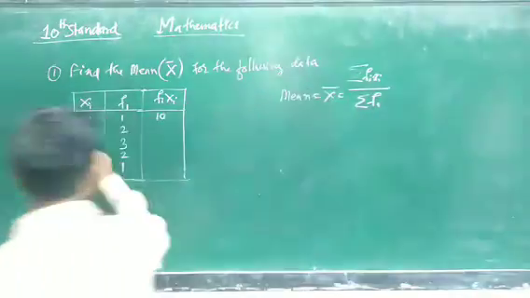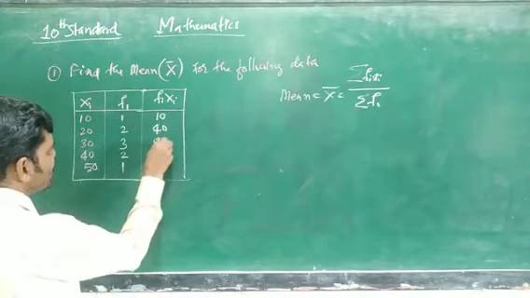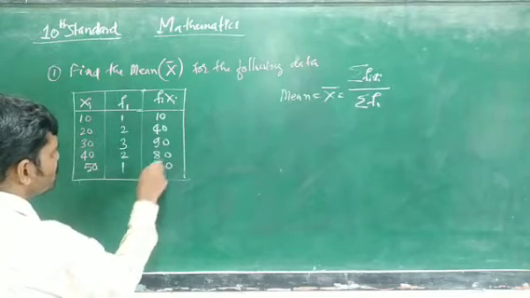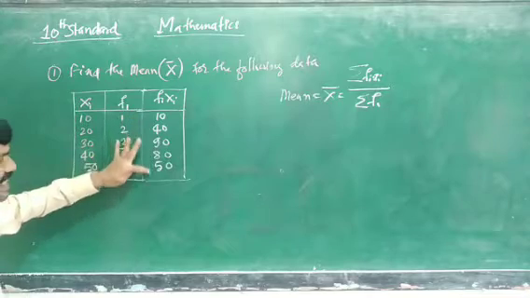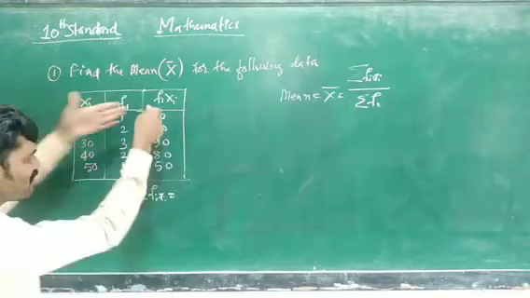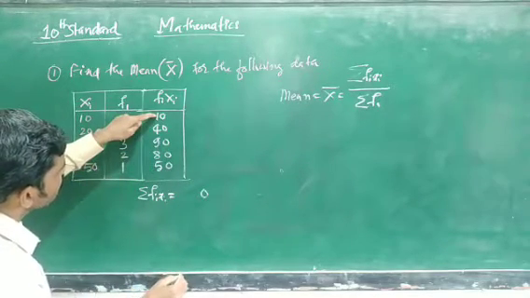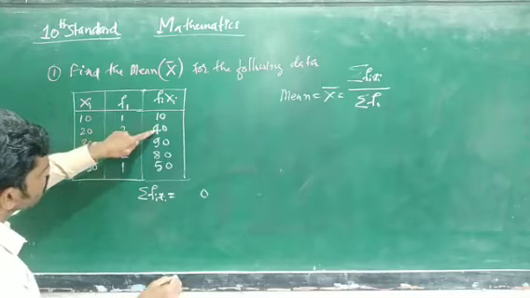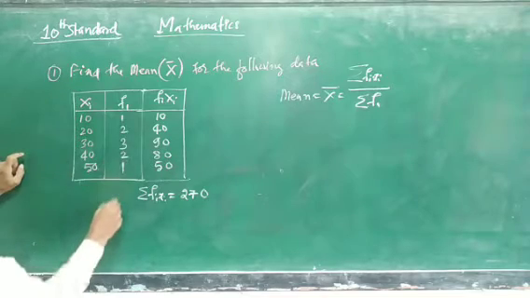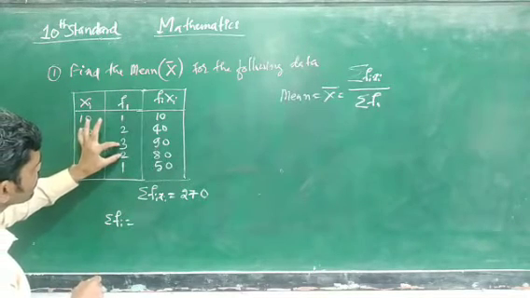20 into 2 is 40, 90, 80, 50. So this is fi xi, and this is called summation of fi xi. The sum of these is 270. Summation of fi is 3, 3, 6, 9.